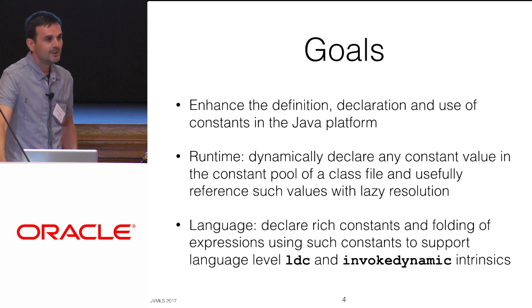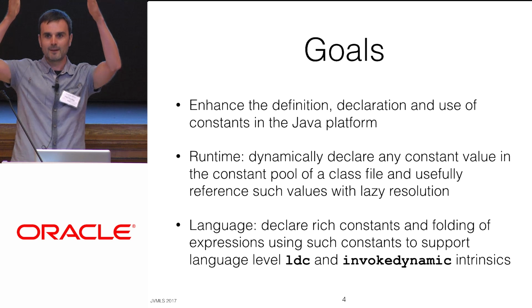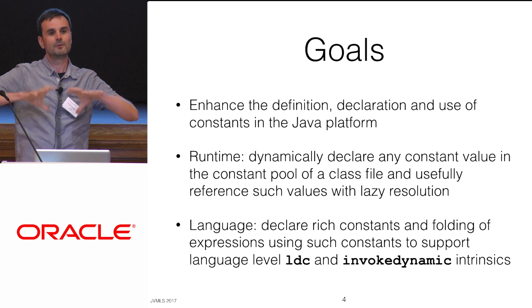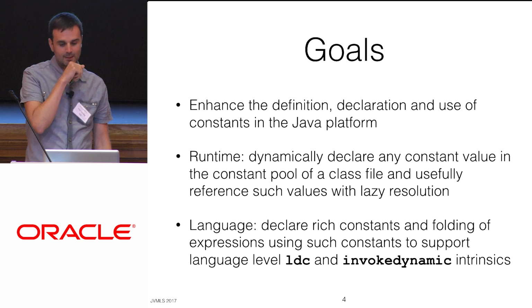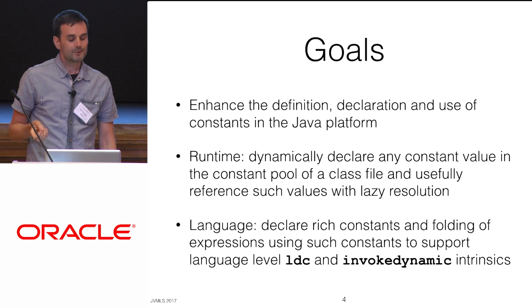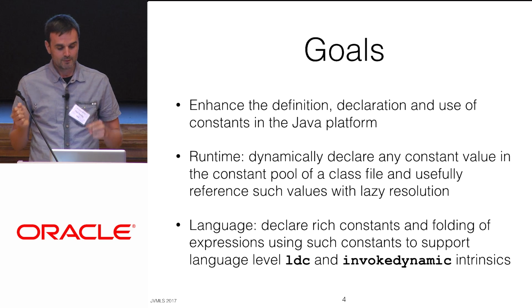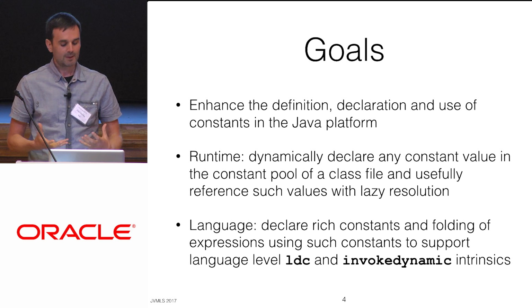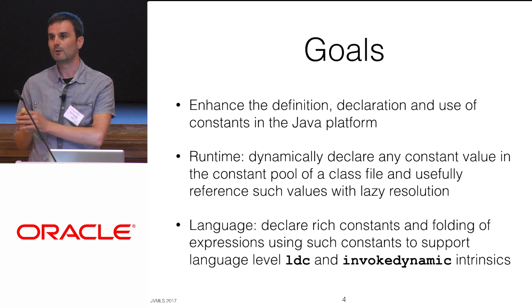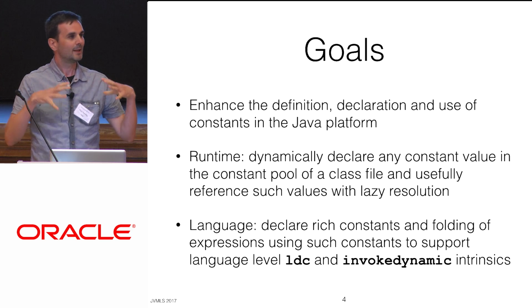So the goal of this is really to enhance the definition, declaration, and use of constants in the whole Java platform. It's a nice vertical slice through HotSpot, for libraries, and through the language, and through javac and stuff like that. So at runtime, we want to dynamically declare any constant value in the constant pool of a class file and usually reference those values lazily, like we can do with some constants today. And we want to do the same for the language. We want to declare rich constants, fold them, and use these so we can have language level support for what we have at bytecode, which is load constants, LDC, or actually put in the language InvokeDynamic.